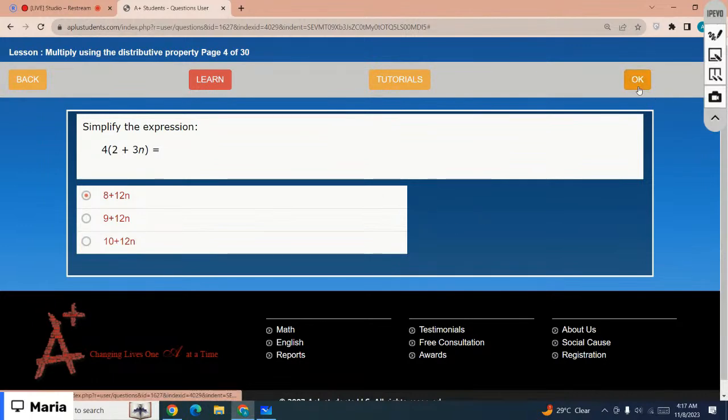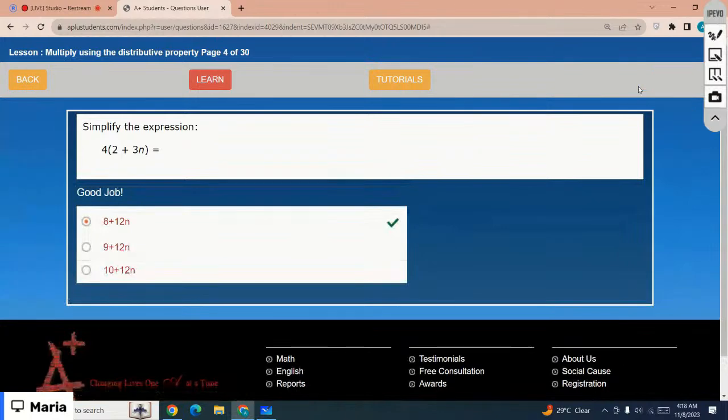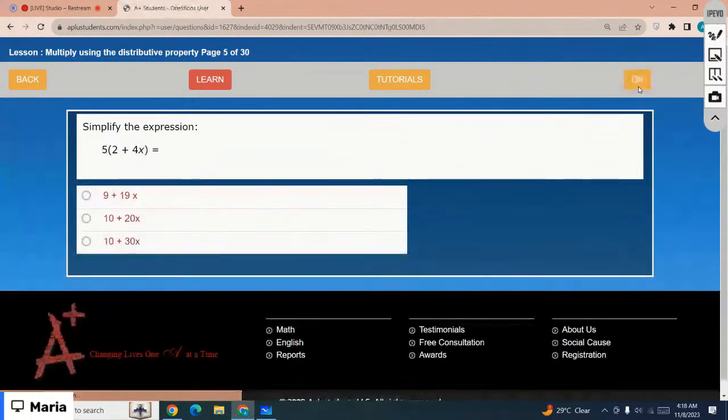Why is no one answering? The questions are still very easy. Okay. Simplify the expression 5 times (2 plus 4x). Which is the correct option?